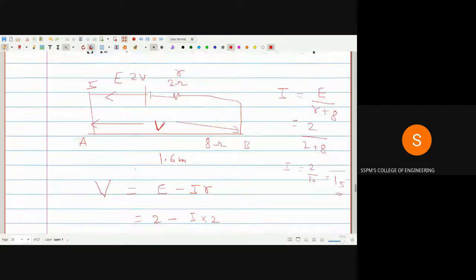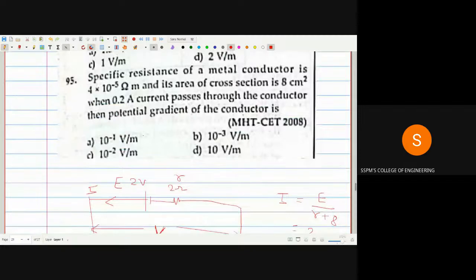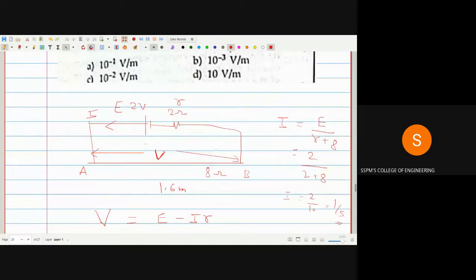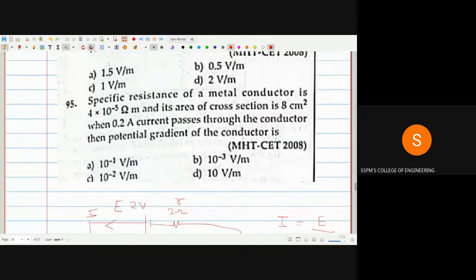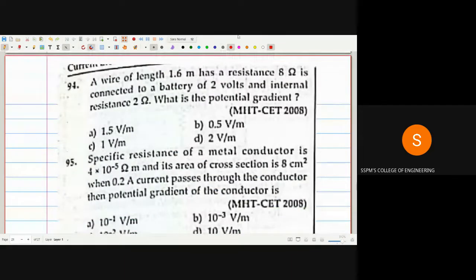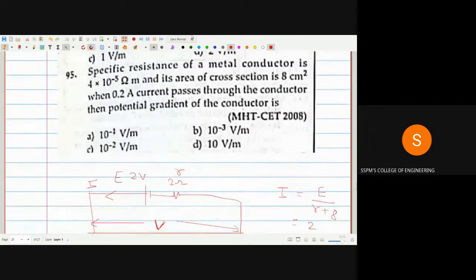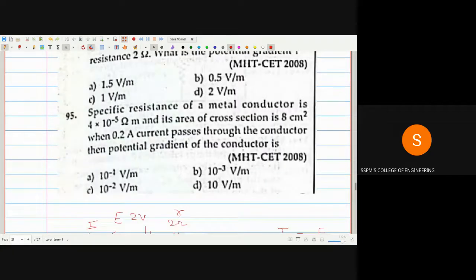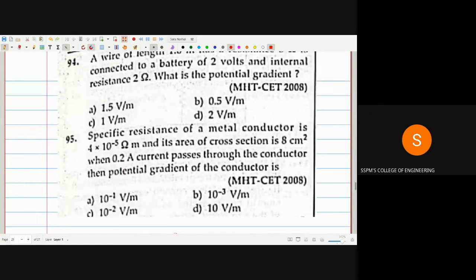Check the answer. The length is given in meters. Here you see 1 volt per meter, Option C. The gradient of potential is 1 volt per meter.